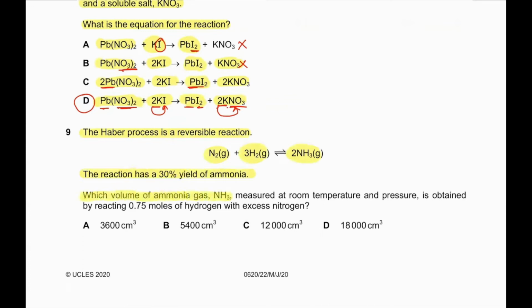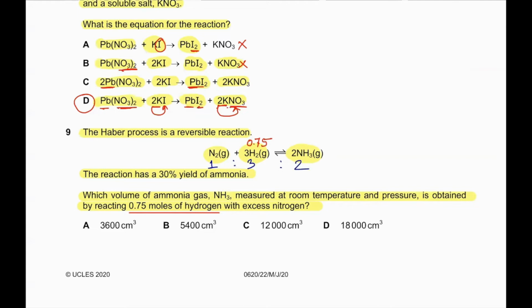Which volume of ammonia measured at room temperature and pressure is obtained by reacting 0.75 moles of hydrogen with excess nitrogen? Guys, when questions like these are given, remember it is the hydrogen which is the limiting reagent. So we'll have to mention 0.75 over here. Now, if we look into the ratio of the reaction, 1:3:2 moles ratio we can see.